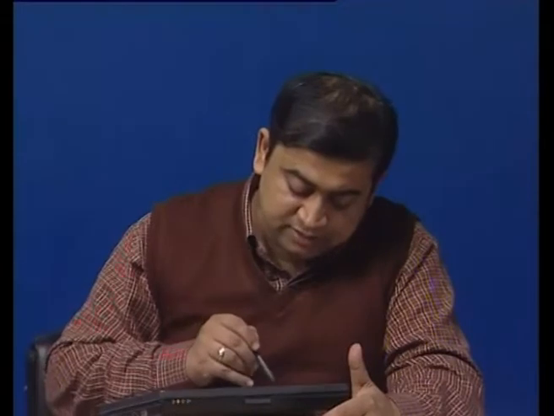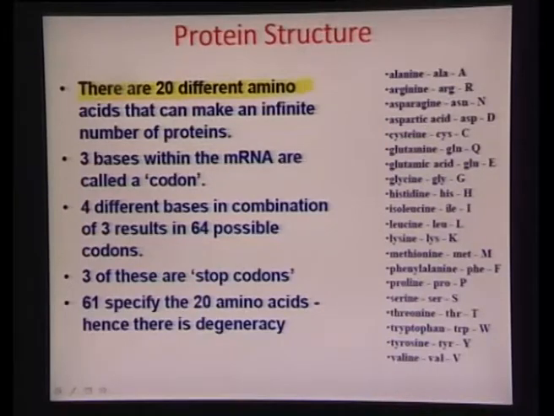the body. Okay, so looking into a summary of whatever we have done so far, and then trying to do some facts and figures. We know there are about 20 different amino acids that can make an infinite number of proteins.